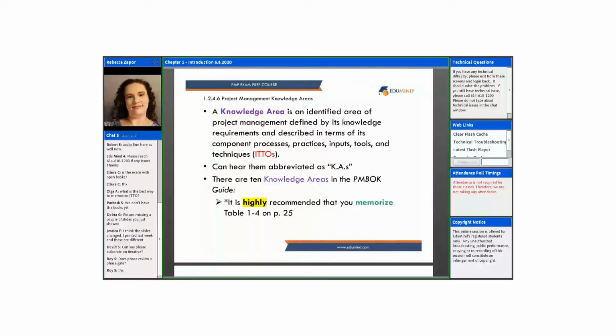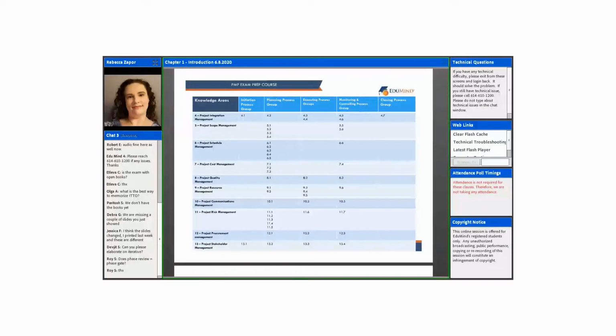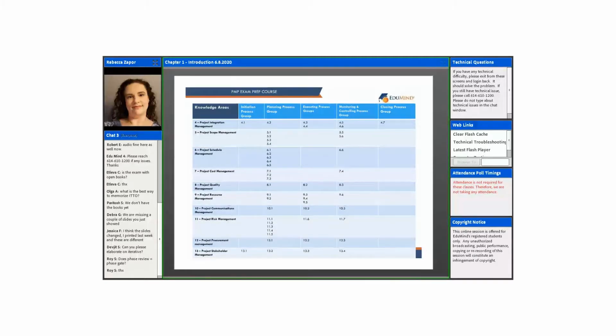I actually replicated it myself in Excel, where I could say, okay, what are the different processes that are part of the initiating process group, for example? What are the planning processes? How many are in there? And how many processes are part of project schedule management, for example? It's a really great way to see what those are and where they fall within the chart. This is my very limited version of what that looks like.